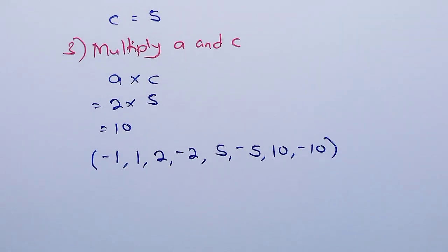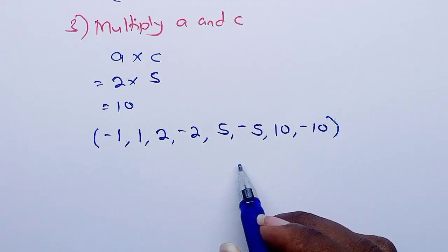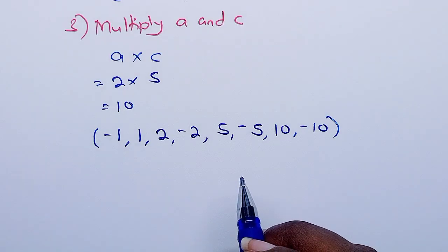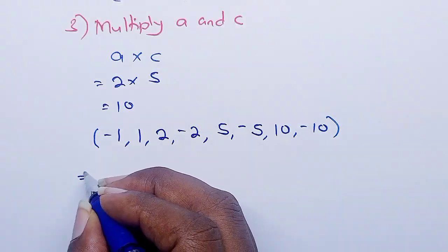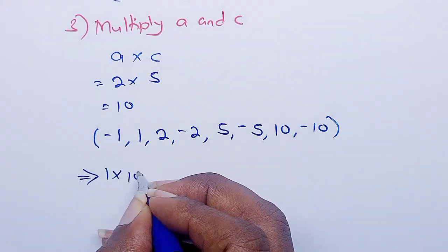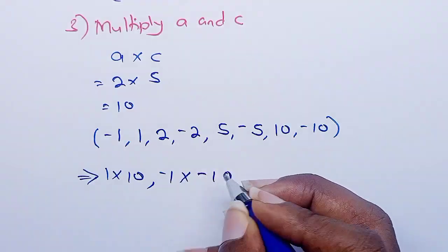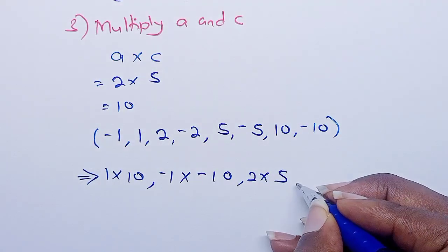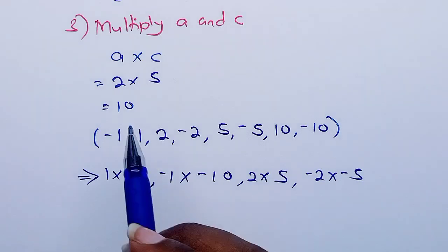Now we need to get two numbers from these factors that multiply together to get 10. So the numbers that you can multiply to get 10, we can have 1 times 10. We can have negative 1 times negative 10, which still gives us 10. We can have 2 times 5. We can have negative 2 times negative 5. All these, when you multiply them, you get 10.